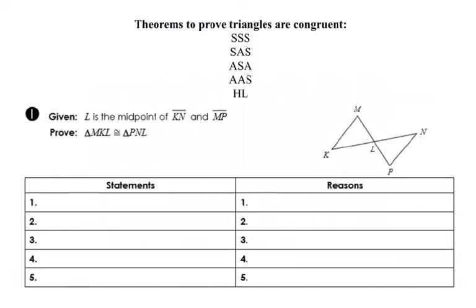Alright, so here are the theorems we've talked about. We have SSS, which is when you have three sides. SAS, a side, an angle in between, and another side. ASA, an angle, a side, and an angle. The side has to be between the two angles. Angle, angle, side. So angle, another pair of angles, a side, not in between the two angles. And then HL, which is only for right triangles.